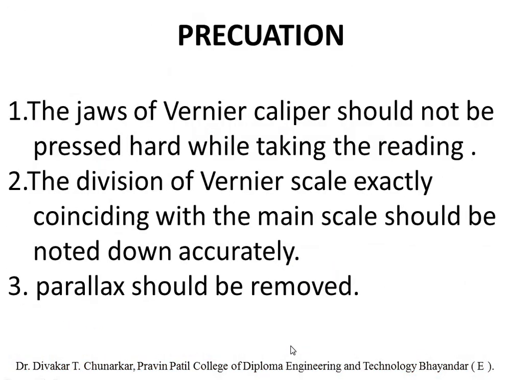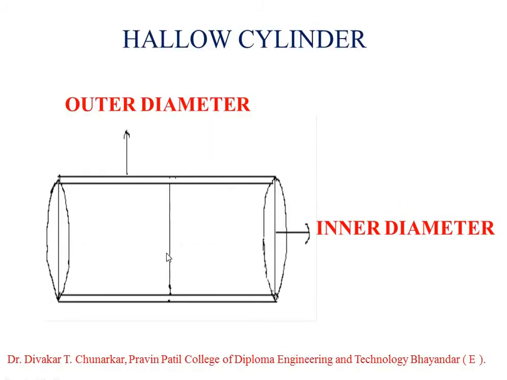So now this is the hollow cylinder and we will take the reading. This is a hollow cylinder in the sense that both ends, this end and this end, are open, and therefore we call it a hollow cylinder or pipe. This is the outer diameter. I will take the outer diameter, and this is the inner diameter.